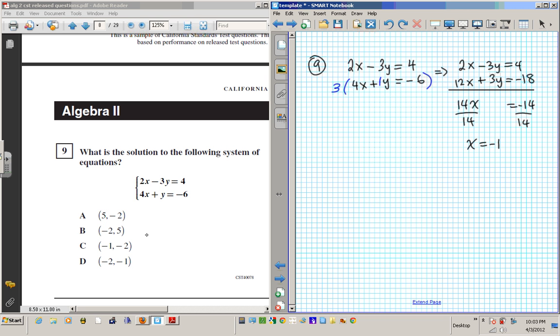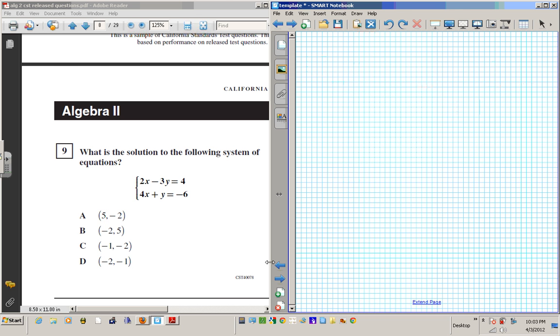Oh, that's nice. We don't even have to do any more work, because that was the only ordered pair with a -1 as an x coordinate. So the answer is simply C. I don't have to waste my time doing the other one. What a nice problem. All right, let's move on to question number 10.